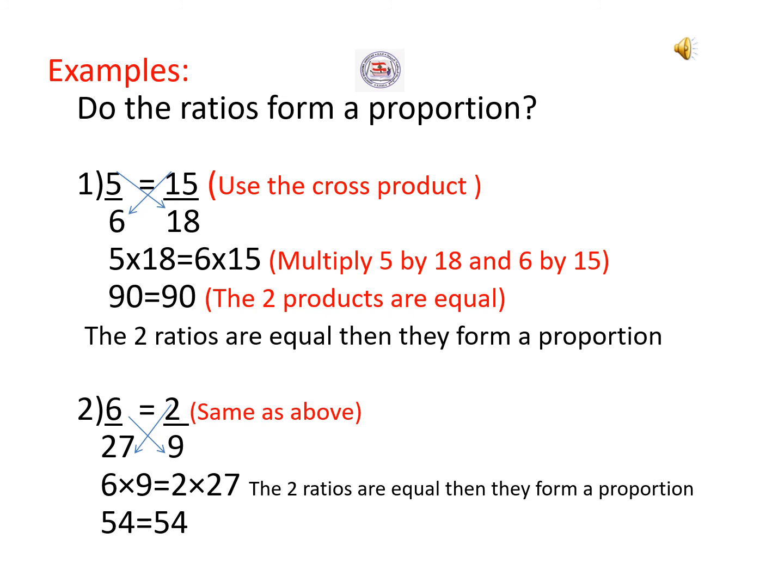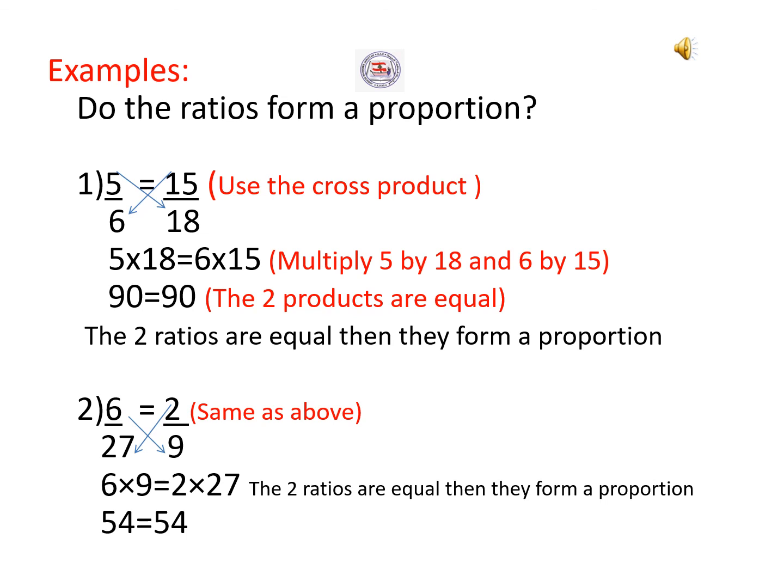So 5 times 18 equals 6 times 15. This is the cross product. Multiply 5 by 18 and 6 by 15. The products are equal. 90 equals 90. The two ratios are equal, then they form a proportion.